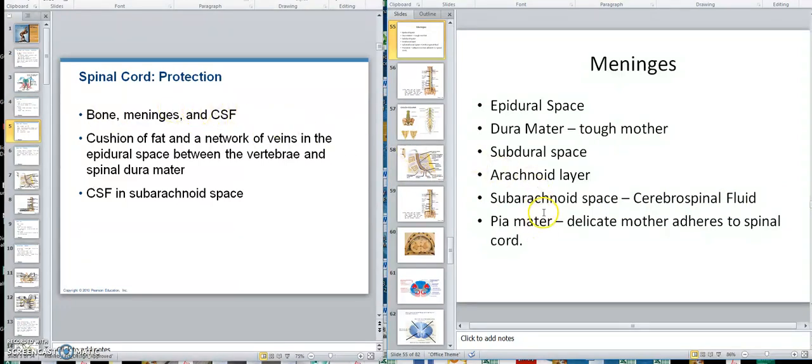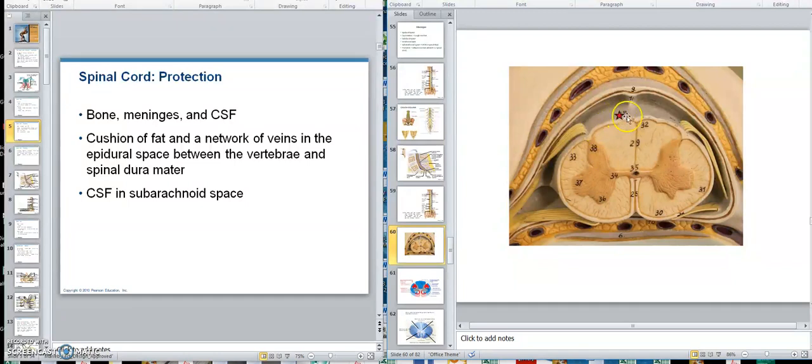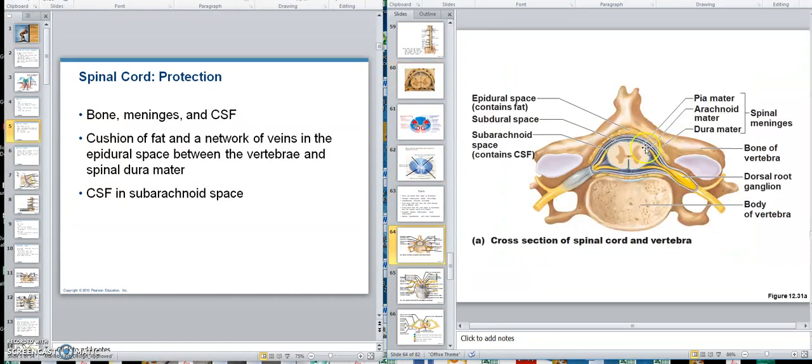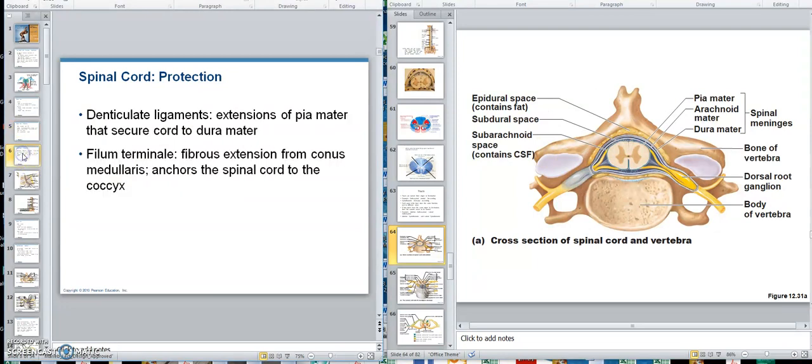Then we go to the pia mater. And the pia mater, which is a delicate layer, actually directly sticks to the spinal cord. So you've heard of meningitis, that's an infection of those layers, okay? So it has bone, meninges, and cerebrospinal fluid. And you've got that cushiony stuff right there, which is the epidural space. The CSF is in the subarachnoid space, which on this drawing here would have been in that spider layer area. All right. Let's go a little further.